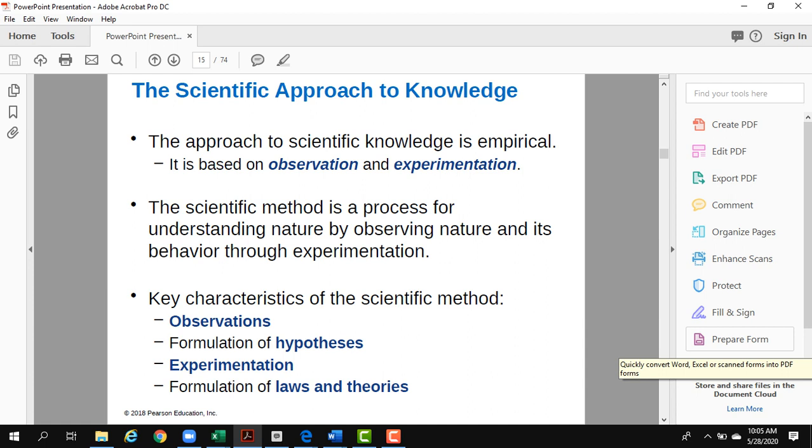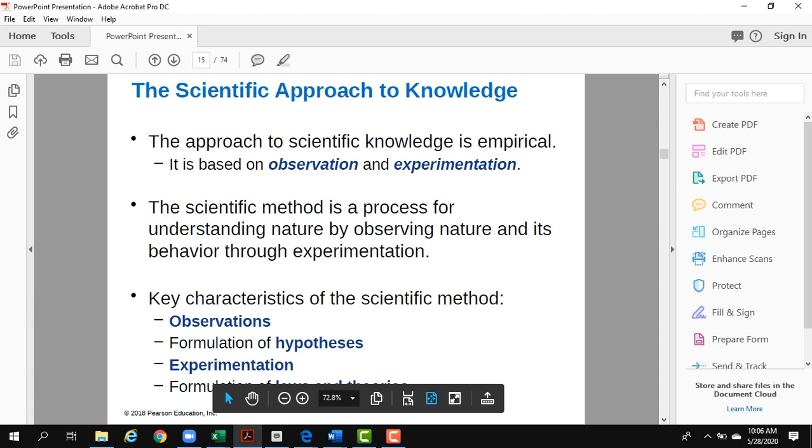The scientific method has four key characteristics: observation, formulation of a hypothesis, experimentation, and formulation of laws and theories. So what is observation? Your observation in this scenario is that you go to your friend's place, you see a cat, and you start sneezing. What is your hypothesis? That you are allergic to cats.